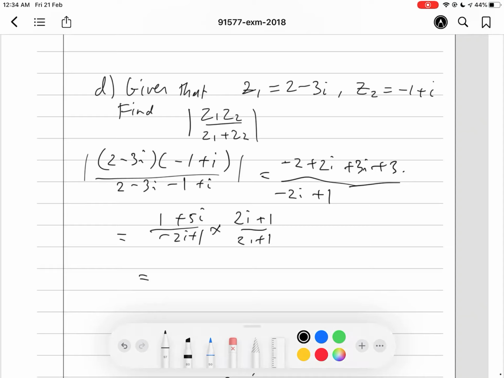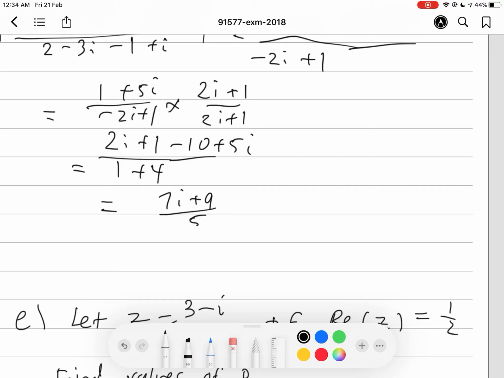This is equal to, 1 times 1 is just 1, and negative 2i times 2i, that's negative 4i squared, which is plus 4, over 1 times 2i is 2i, 1 times 1 is just 1, 5i times 2i is 10i squared, which is negative 10, plus our 5i. So this is equal to 7i plus 9 over 5. Whew, okay, we're almost there, guys.